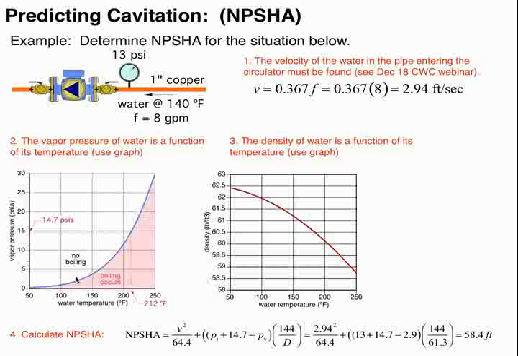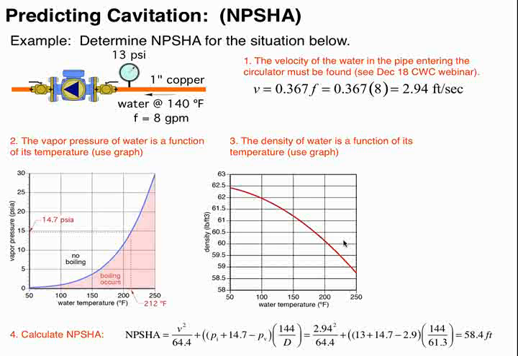Well, for water, here's a curve that lets you get vapor pressure. You find the temperature of the water that you're working with, you go up to the curve and read over, and you read the vapor pressure. Here's a curve that lets you get the density of, in this case, water. Again, if you're working with a different fluid, you have to get different curves for the specific fluid.